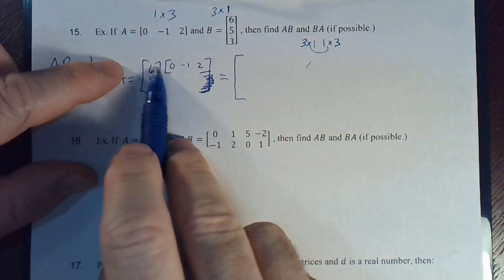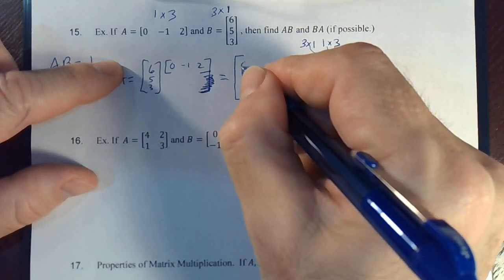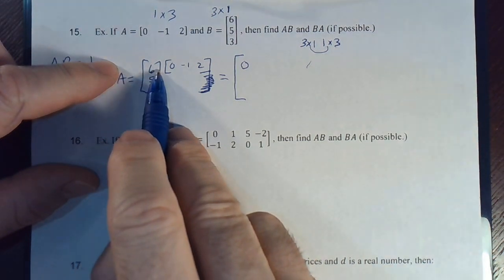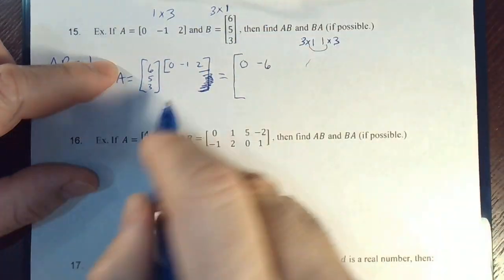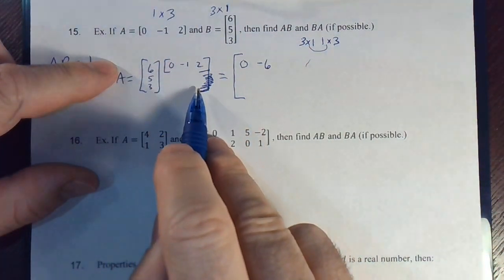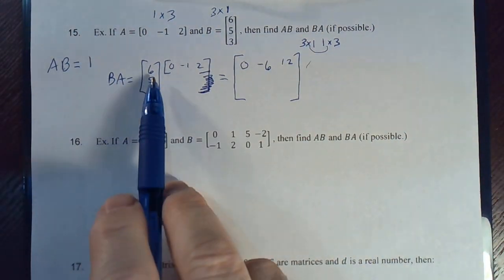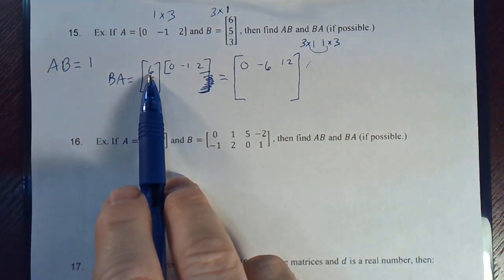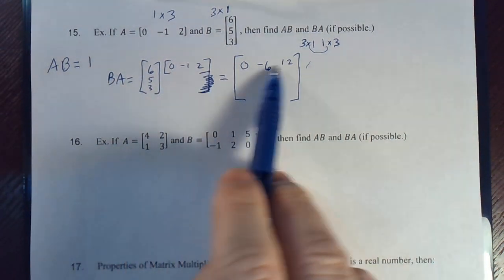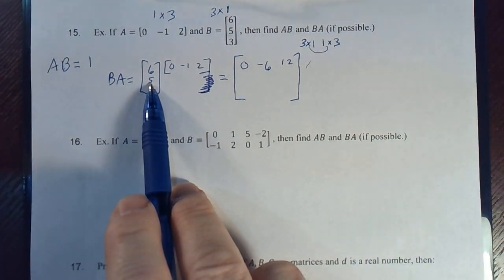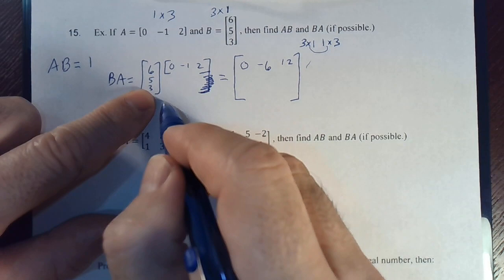All right, so row 1 times column 1 gives us what? Row 1 of the first times column 1 gives us a 0. Row 1, which is 6, times column 2 of the second matrix gives us negative 6. And row 1 times column 3 gives us 6 times 2, or 12. Notice in this case, this is simply multiplying 6 by every element in this row: 0, negative 6, 12. And you may guess, well, maybe it'll happen on the second row too, and you'd be right.